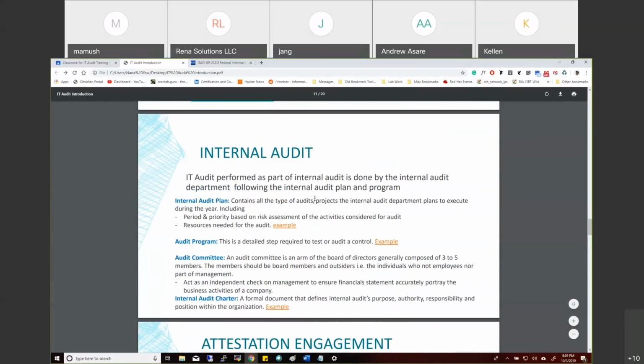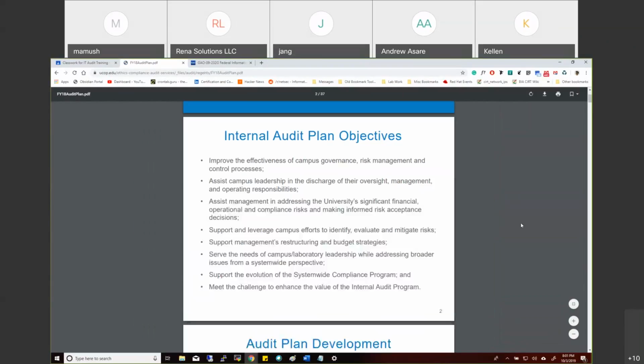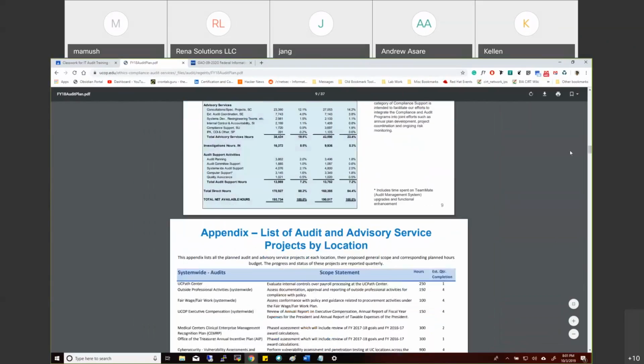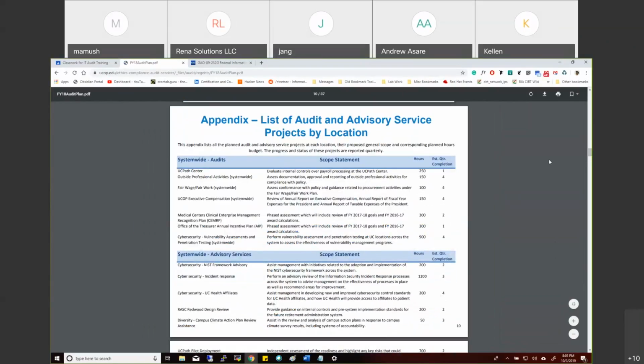A good example of how the two work together is like this. Let's just say that Q4 just started, right? And let's say for Q4 I am doing this compliance audit, and the scope is to assess conformance with policy and guidance related to procurement activities under the fair wage, fair work plan.